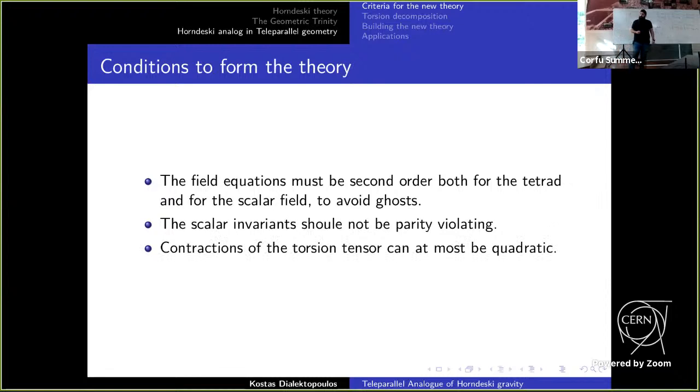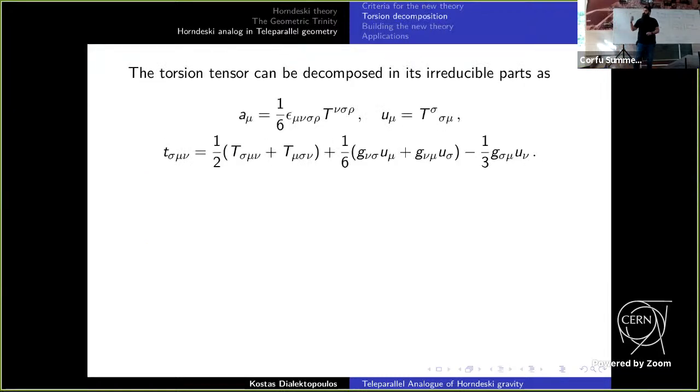And we want also to have contractions of the torsion tensor up to quadratic terms, because even though, for example, the Ricci scalar depends on second order derivatives of the metric, the torsion scalar depends on first order derivatives of the tetrad, which means that one could construct infinite contractions of the torsion tensor. But I mean, we thought it's going to be more physical to keep up to quadratic contractions of the torsion tensor. How do we do it?